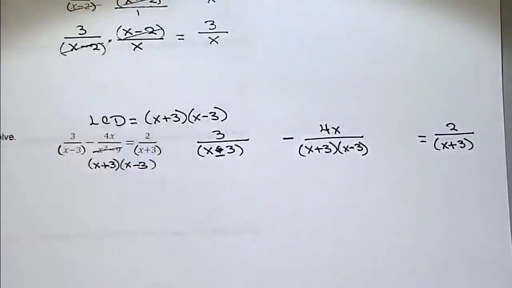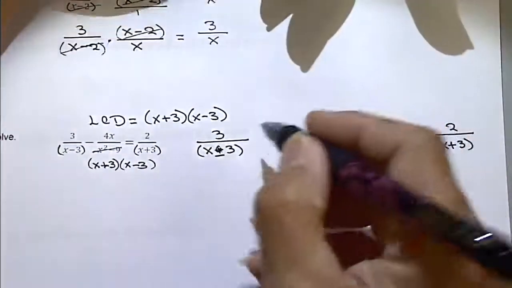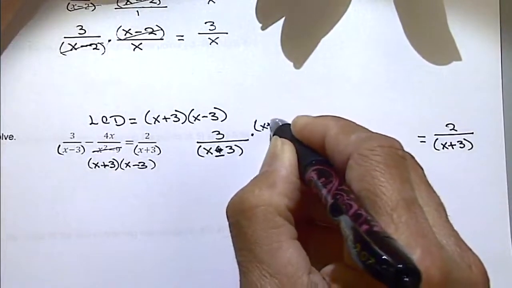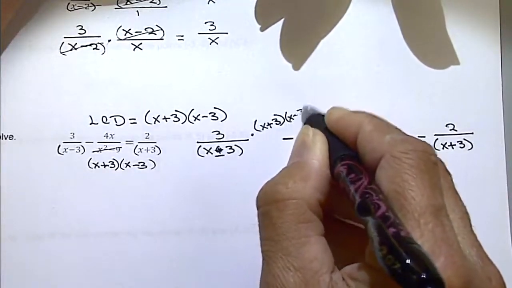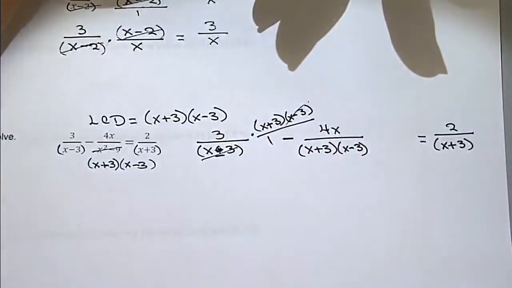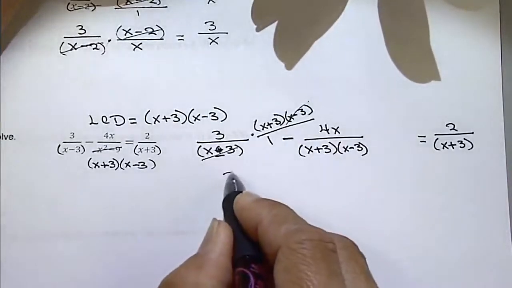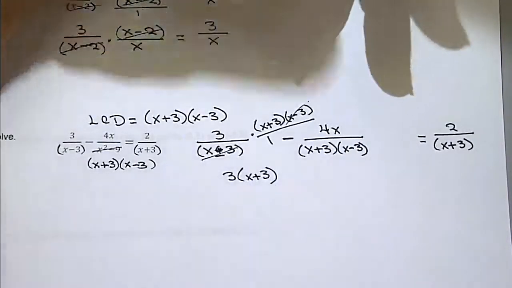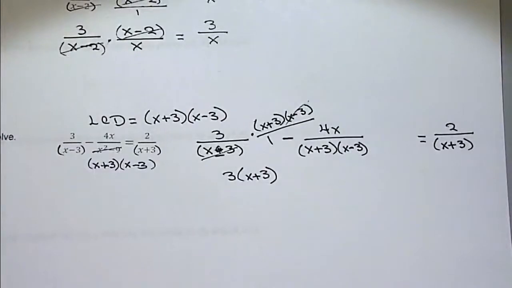So how do I clear the fractions? I multiply every term in the equation by the least common denominator. And you do that even if the term is not a fraction, but all three of these are. I'm going to multiply this times x plus 3 times x minus 3, over 1, okay? When I do that, these x minus 3s are going to cancel, and I'm going to end up with 3 times x plus 3. No denominator. If you end up with a denominator, you've done something wrong, okay? The whole purpose of this is to get rid of the fractions.